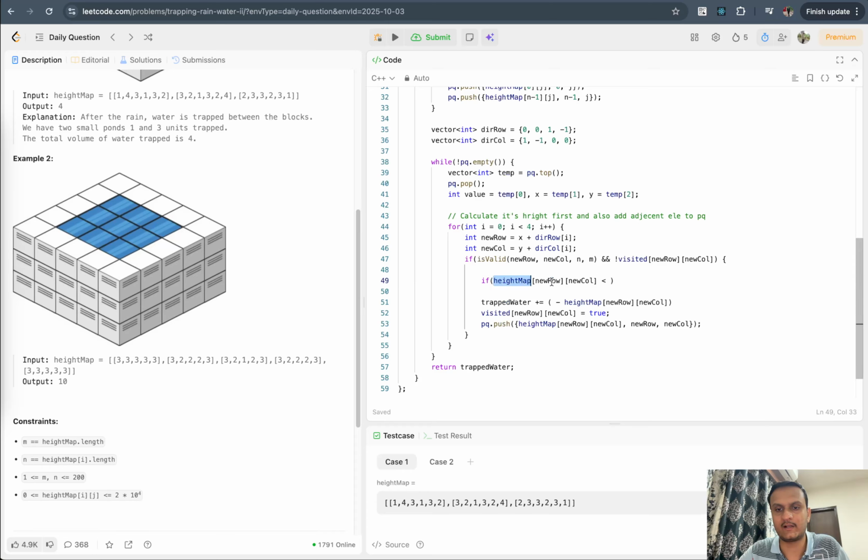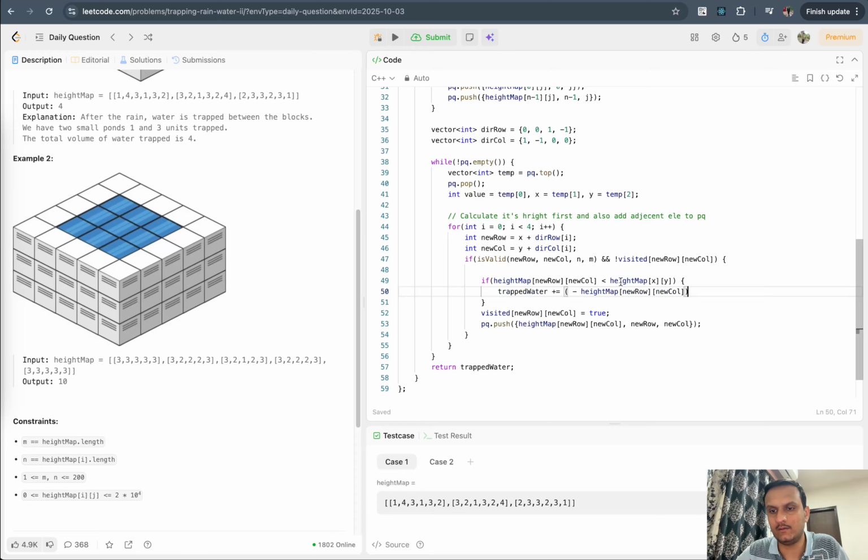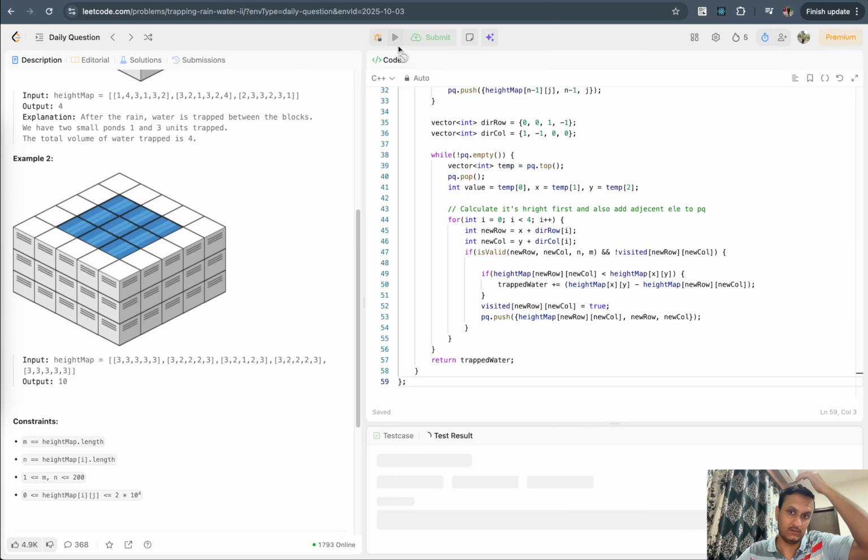So if the new cell height is smaller than the boundary height, it will be calculated as height map of x comma y, from which we started. Then I can do trap water plus equal, how much trap will be height map of x comma y minus this. I think this should work. Let's run this.